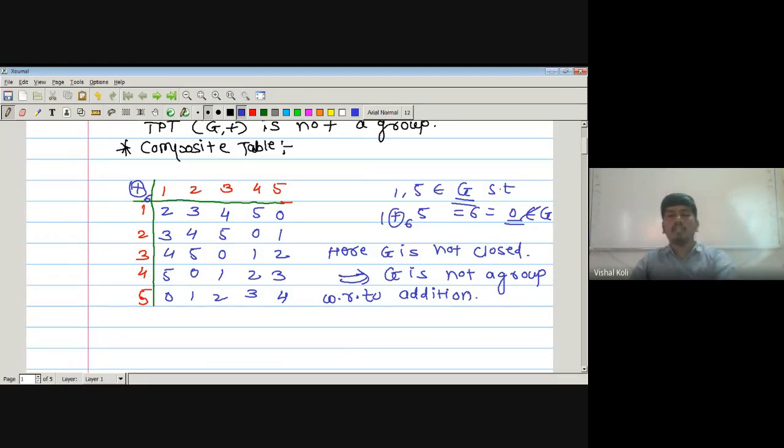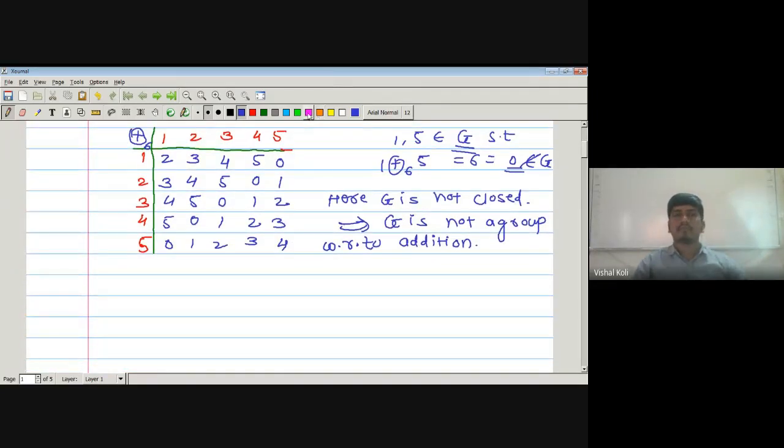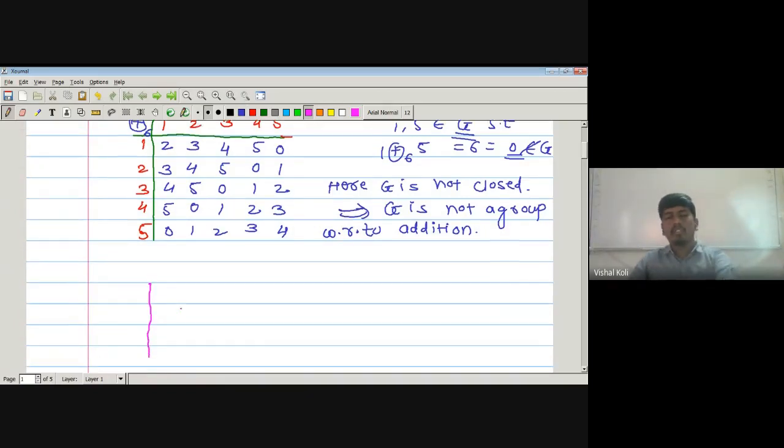Okay. Similarly, we have to check for multiplication also. For that also, we have to find out the composition table.